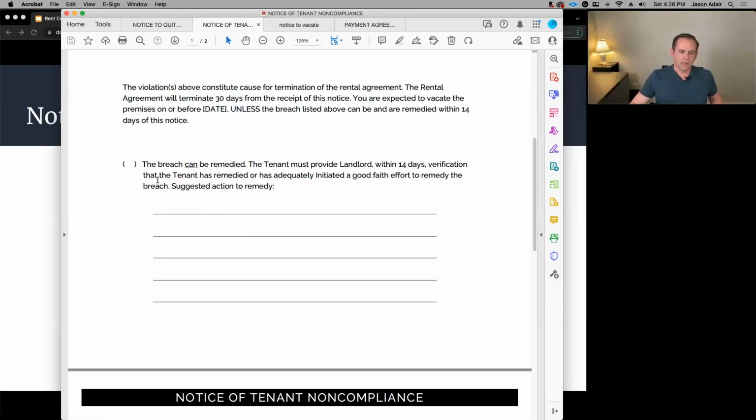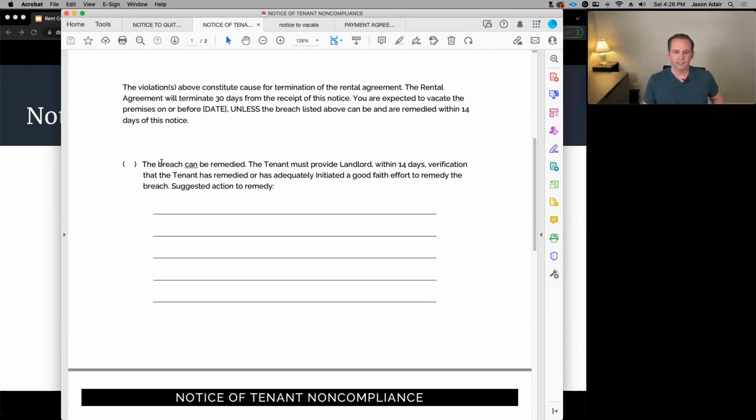You know, maybe the dog destroyed a couple pickets on the fence. You know, must repair these and schedule inspection by such and such date with the landlord to ensure that the repairs have been completed by a qualified contractor. Whatever it is, get specific on here. You want to put your own eyes on it.